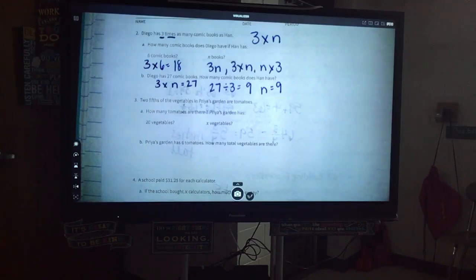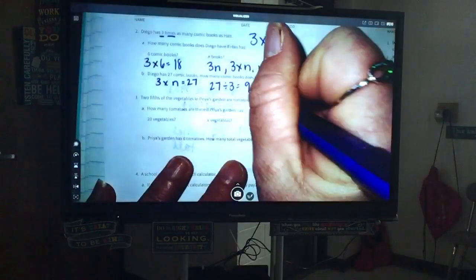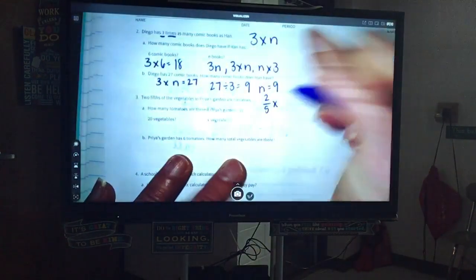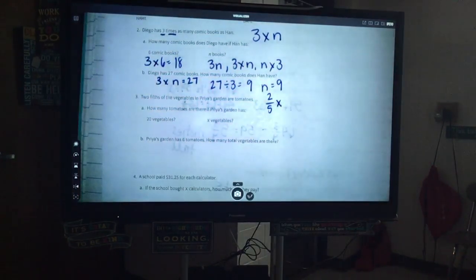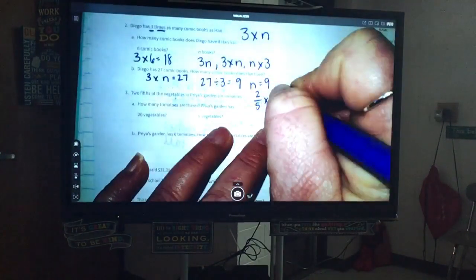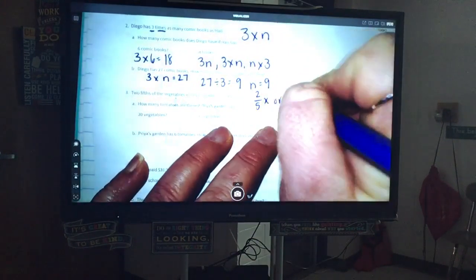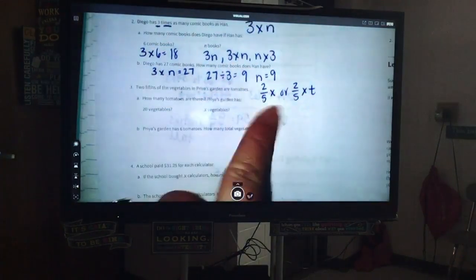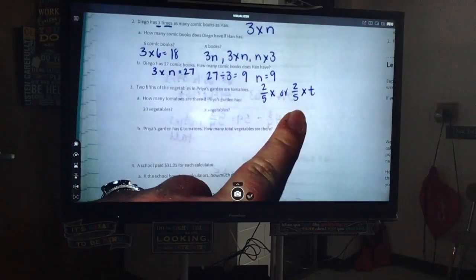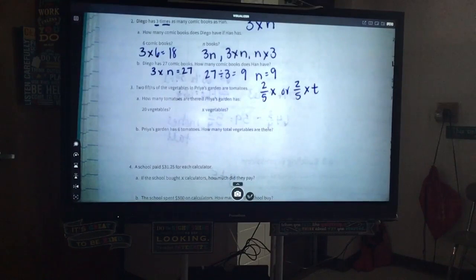You added? Did anybody else do something different? What did you guys do, Ronnie? Yes, you're multiplying here. And that's okay. So the equation is 2/5 x, or 2/5 times t, or whatever if you picked a variable. So it's either 2/5 x or 2/5 times a variable. How many of you guys picked one of these two? Okay, if you did not, you need to make sure that you erase it and get the right information down.